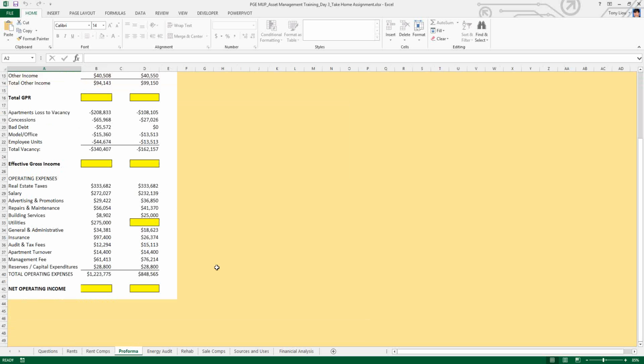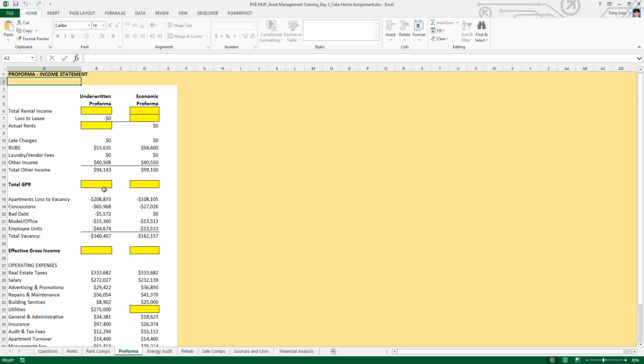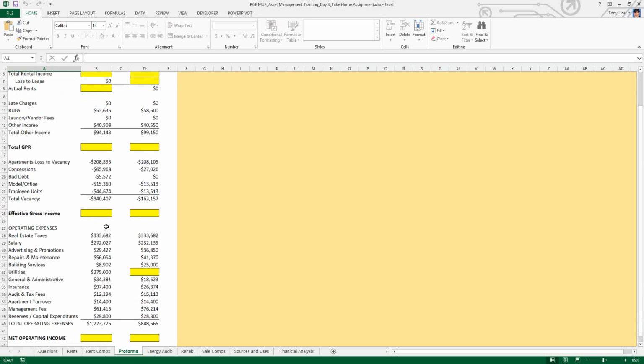And then next slide, I have a pro forma. I want you to do the underwritten pro forma and the economic pro forma based on the concepts that we covered here. So tell me what total rental income is, actual rents, loss to lease, total gross potential rent, effective rent, and net operating income.